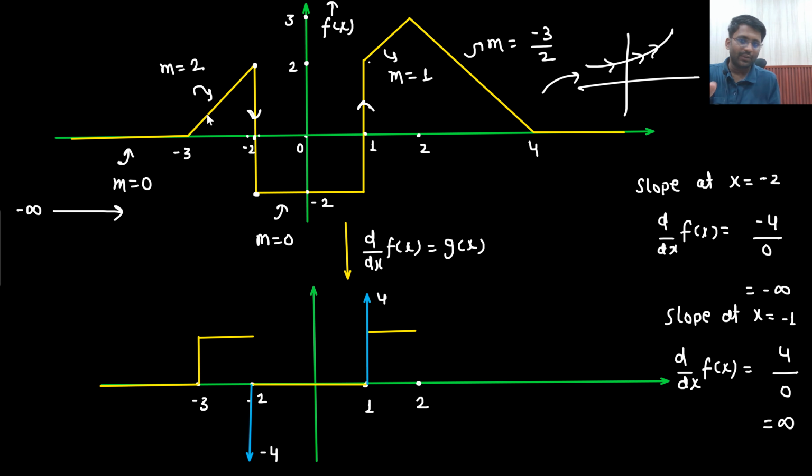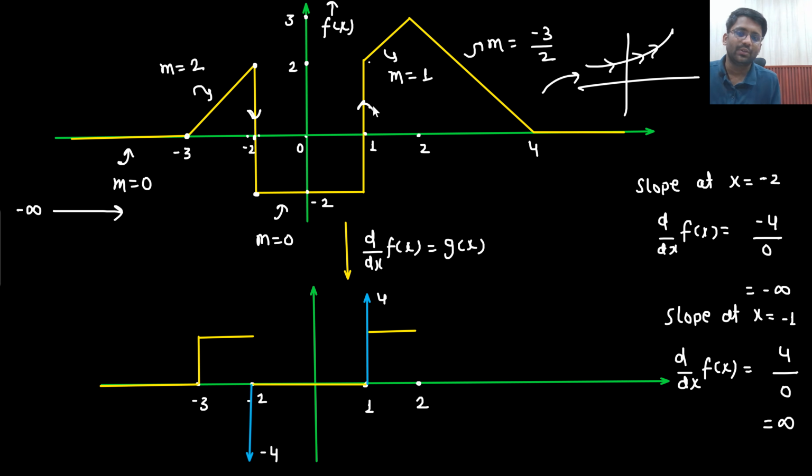Slope equals 0. Is there any sudden jump? No sudden jump is there. Smooth graph. Slope is 2. Then is there any sudden jump? Yes. You are going from 2 to minus 2. There is a sudden jump of 4. So what will be the differentiation here? Differentiation will be infinity, but the area will be minus 4. Then is there any sudden jump here between all these points?